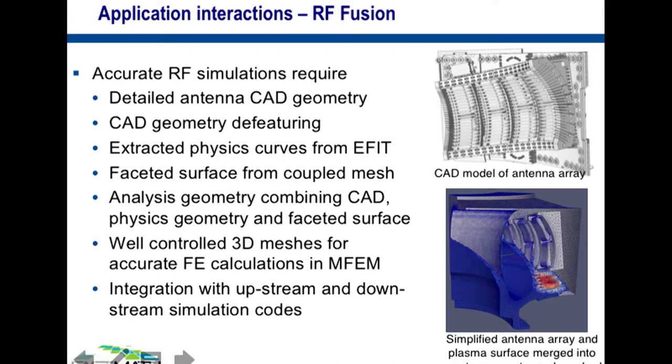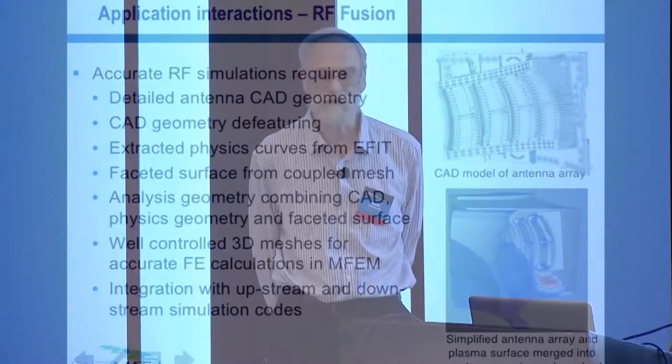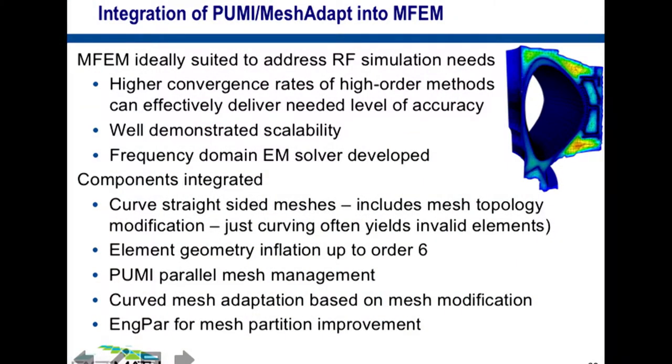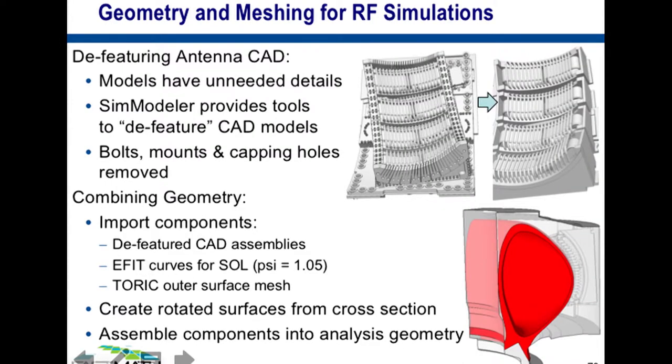the model that's being worked on now is a combination of 30 CAD models, an EFIT surface, and a mesh from an interior analysis code. So within this, of course, we've integrated, well, the analysis is going to be done within MFEM. We're using PuMi technologies to transition the mesh within that, and some specific tools to be able to take meshes that could be straight sided to begin with and curve them, could be curved sided, but we need to elevate the curve capabilities within that, and eventually to do the dynamic load balancing.